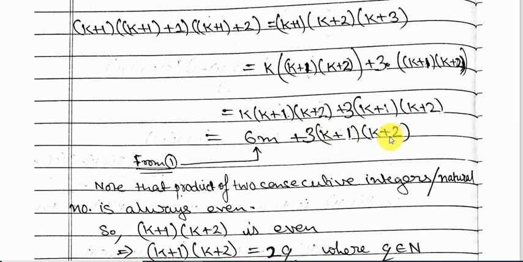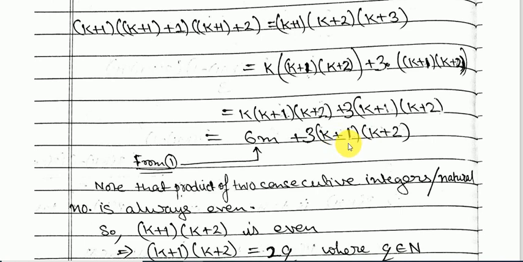Yes or no? You should remember that the product of two consecutive integers or natural numbers is always even. If you take the product of two consecutive integers, it will always be even. Here you can see k plus 1 and k plus 2 are consecutive. Like if k plus 1 is 10, then k plus 2 will be 11. So k plus 1 into k plus 2 will give an even number, that means 2 times something.